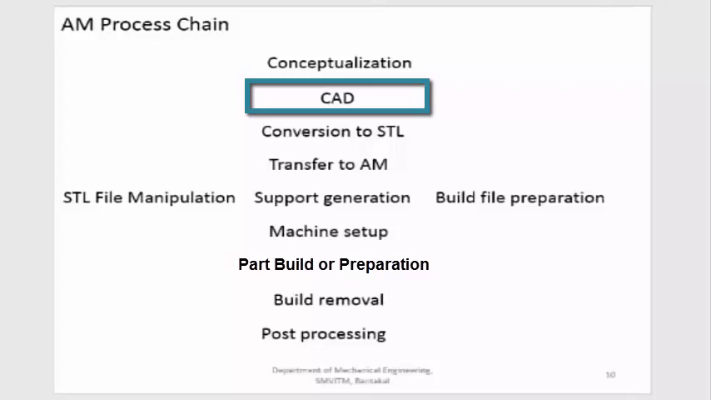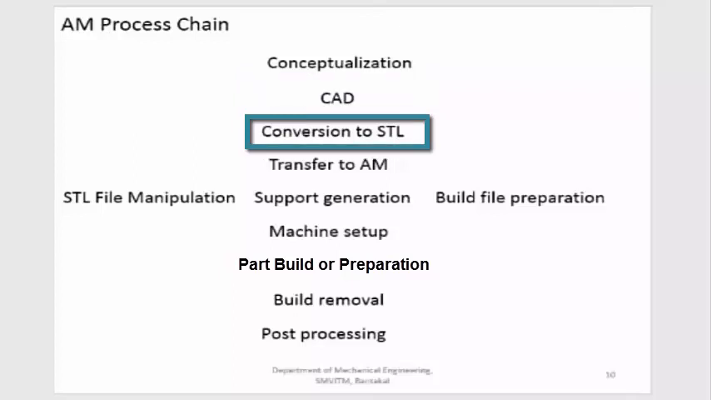You have to give some tolerances to it. You have to decide what will be the material for it. So computer-aided design you can consider, or you can say computer-aided drawing, whatever it may be. So you have to create the CAD model of that particular idea. Then the next step is you have to convert it into STL.